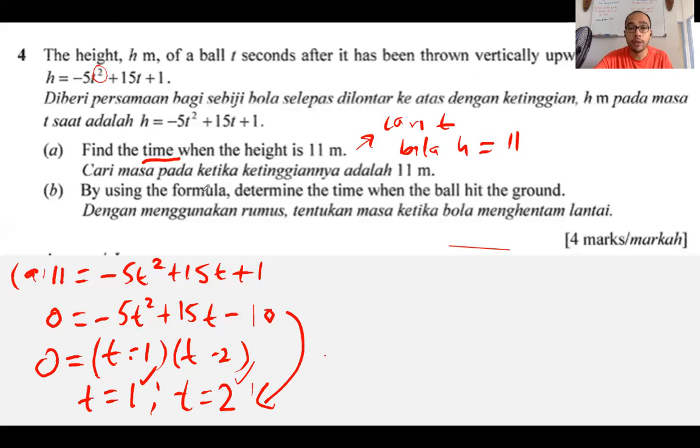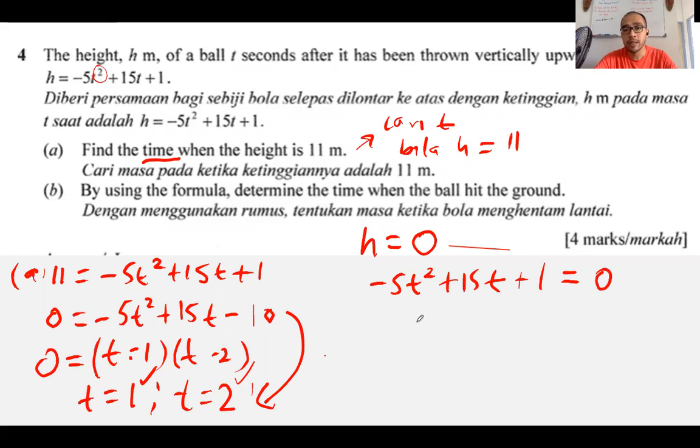By using the formula given, it's nothing. Determine the time when the ball hits the ground. Ball hits the ground means its height is equal to 0. So negative 5t squared plus 15t plus 1 equals to 0. What do we do here? EQN again. This one is probably strange, but let's try. Negative 5, 15, 1.